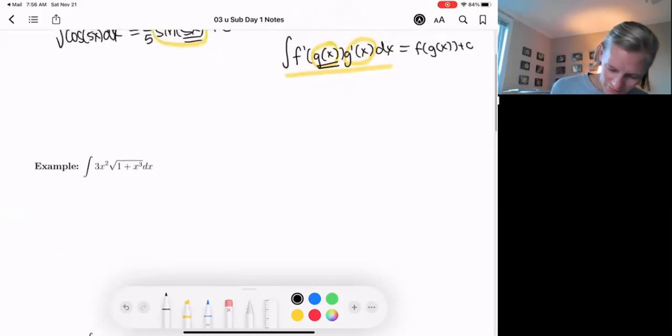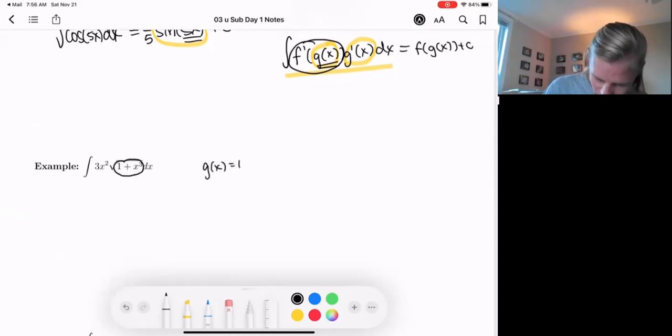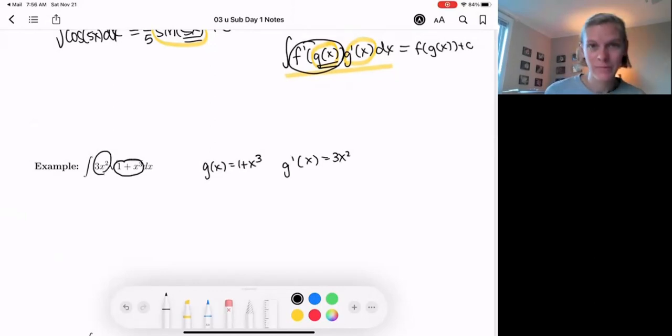If I look at this expression here, I'm looking for my function g, so that g and g prime both live inside my integral. g is probably going to live inside some other function. So let's look at this. What about 1 plus x cubed? If I choose g to be 1 plus x cubed, g prime is 3x squared, which does indeed live in my integral. So it looks like I found g, but now how do I go about doing this?